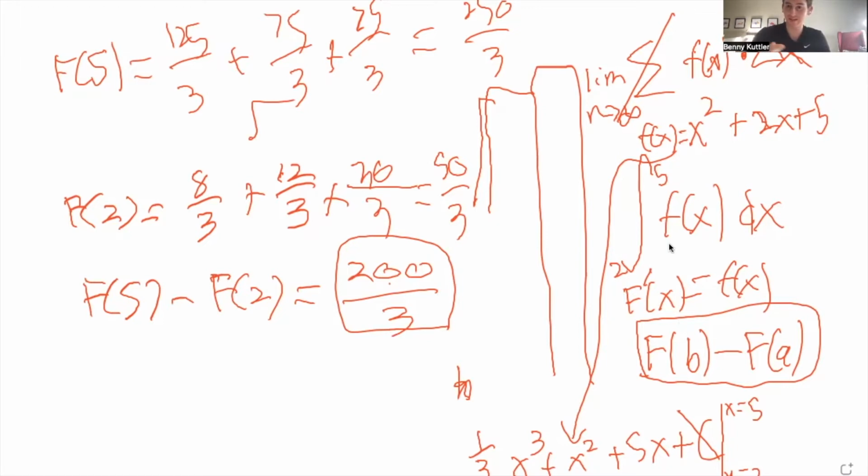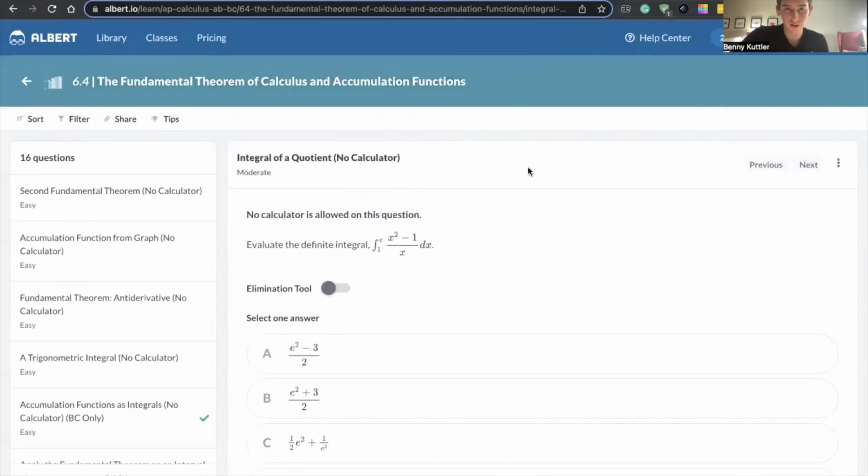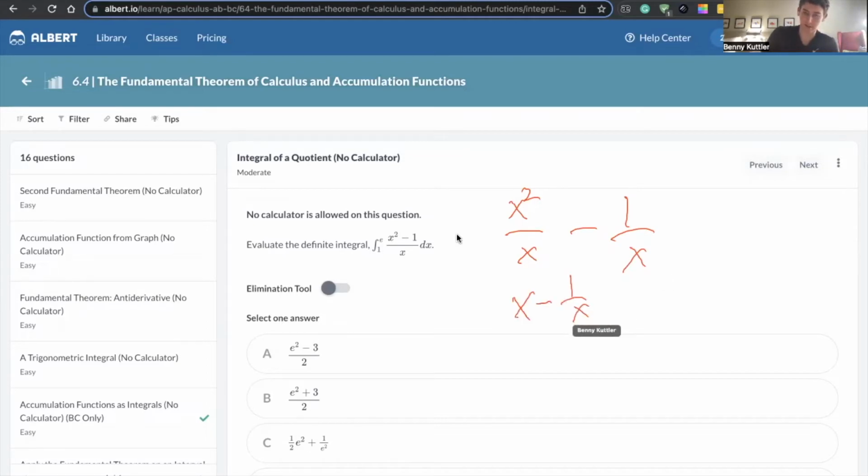Okay, so that is a big concept of integration. It's just as big as derivatives. It's the second big idea of calculus. So now let's do a problem. Evaluate the definite integral of this. So notice that we can split this up into two smaller pieces. X squared minus 1 over x can be split into x squared over x minus 1 over x. So that's x minus 1 over x, or x to the negative 1.